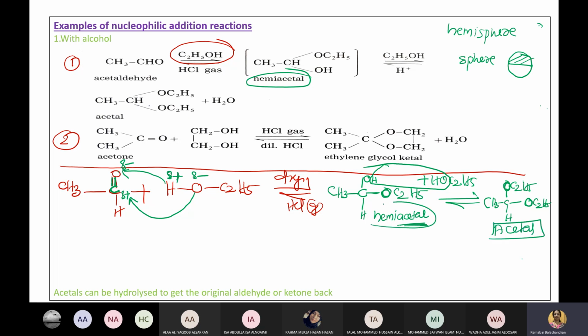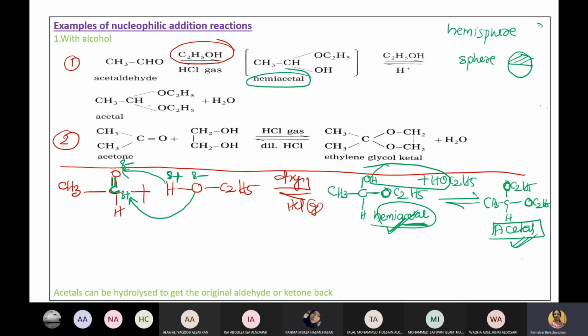So this is hemiacetal and this is acetal. This is the reaction of aldehyde with alcohol in presence of dry HCl gas. If you use a less amount of alcohol, you will get this product. And if you use an excess amount of alcohol, you get acetal. Okay, did you understand?